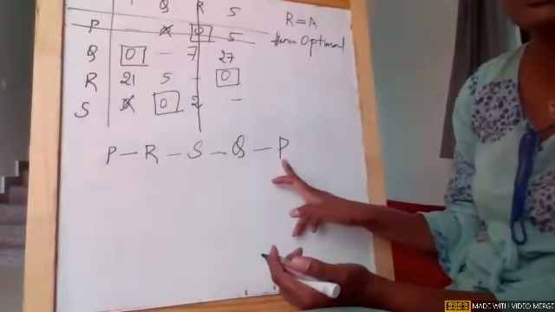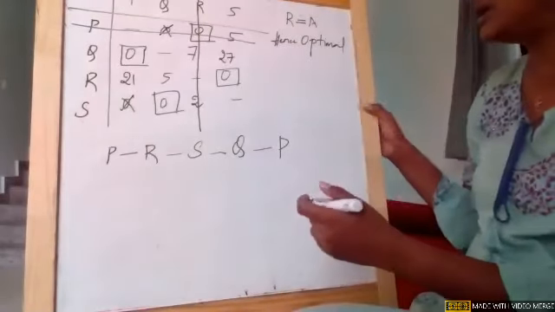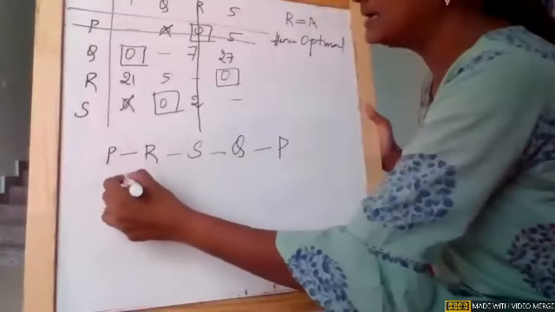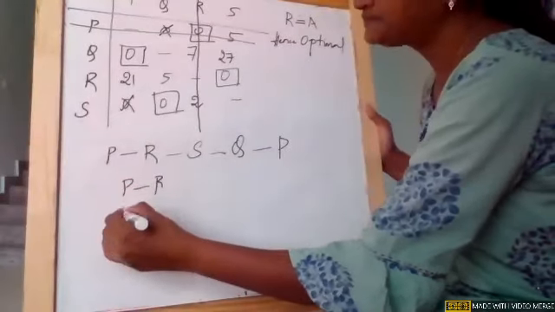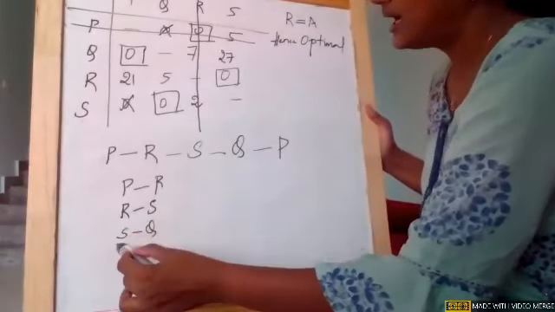That means we arrived at the solution. There is no need of considering the next highest value and all like that, what we did in our previous problem. Directly you can write like this: P to R, R to S. You need to show these kilometers also. S to Q and Q to P.